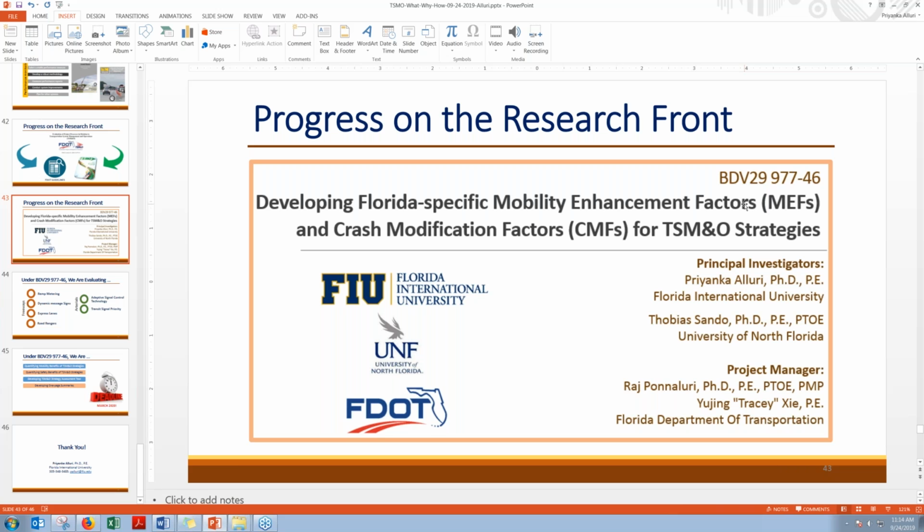It's the same case with crash modification factors, right? Say, for example, if you deploy this strategy, your crash modification factor, or CMF, is 0.9. That means it results in a 10% reduction in crashes. And we found a way to convert that 10% reduction in crashes into a monetary value. So similarly, we'll have to find a way to do that.